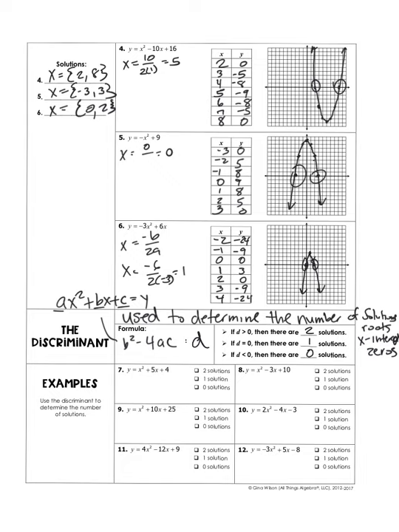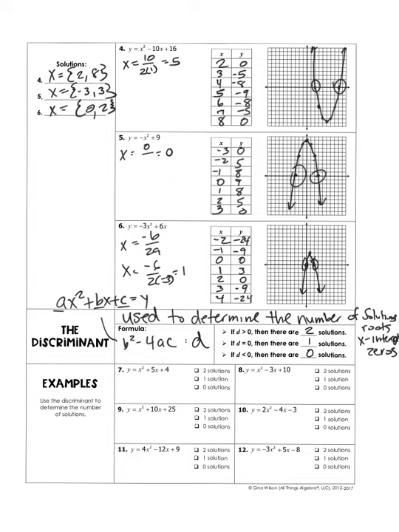So what does that mean? If d is greater than 0, the graph crosses the x-axis in 2 places. If d is equal to 0, then the graph crosses the x-axis in 1 place. The vertex is on the axis. If d is less than 0, then there are no solutions. The graph just never crosses the x-axis. So we're going to use this formula on these equations below to calculate the discriminant and see how many solutions there are. All right, number 7.